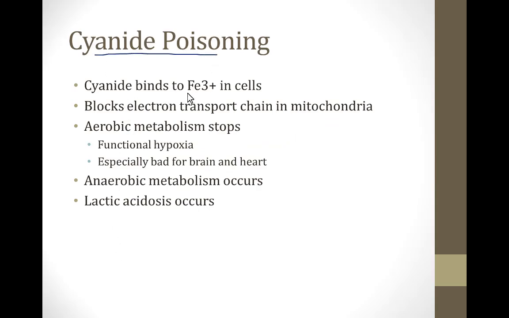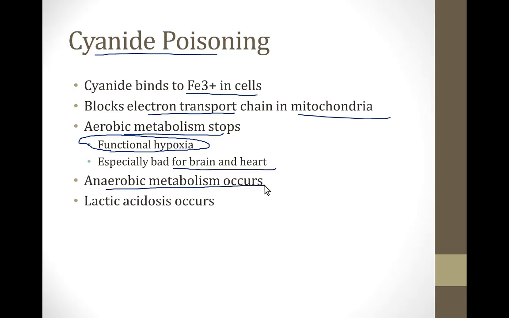So cyanide binds to Fe3+ in cells. This blocks the electron transport chain in mitochondria. Aerobic metabolism stops, so these patients have functional hypoxia. Even though there's enough oxygen around, they can't use it because the electron transport chain is blocked. This is especially bad for the brain and the heart. Anaerobic metabolism occurs, lactic acidosis occurs, and as many of you may know, cyanide poisoning was used in concentration camp gas chambers in World War II. It's fatal when patients are exposed to large amounts.